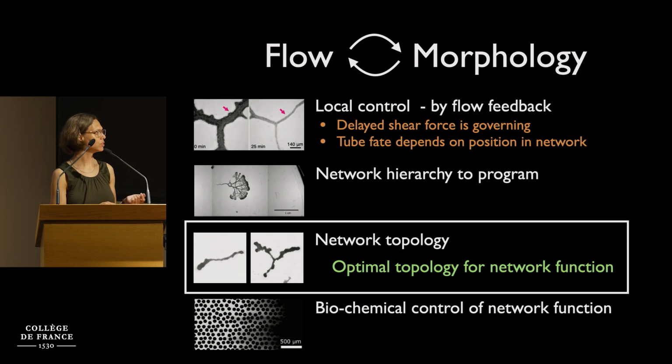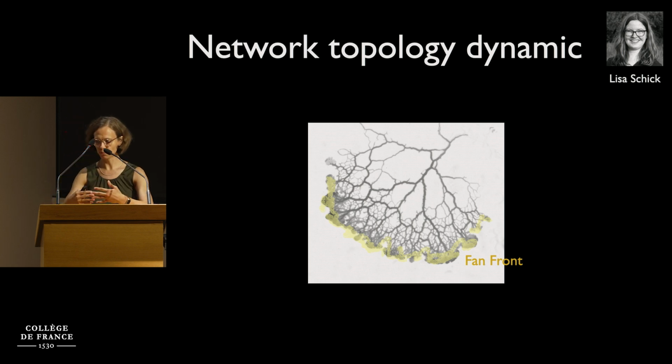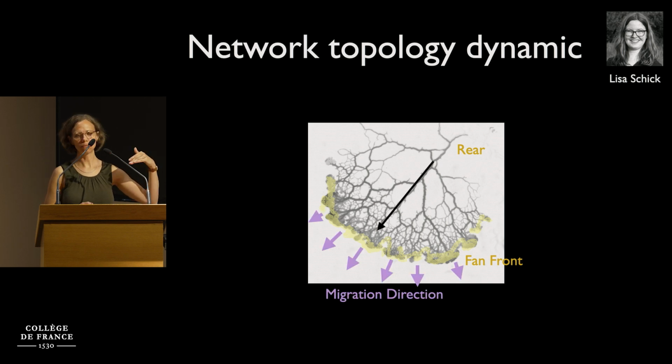So let's go into the setting of Physarum and first of all define what are the functional parts of this network. And this is now work by my PhD student Lisa Schick. So first of all, we have the fan fronts. This is where mass is moved to, and it's moved from the rear of the network. And so the motion of mass from the rear to the front is setting up the migration direction.